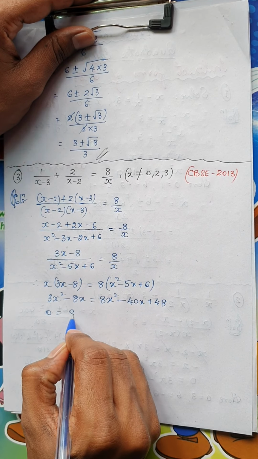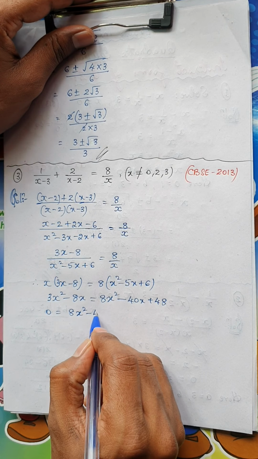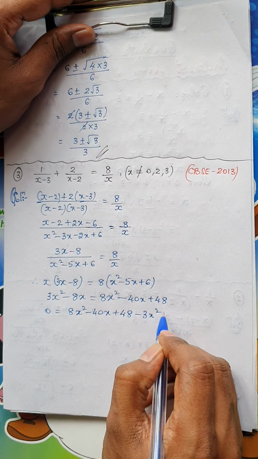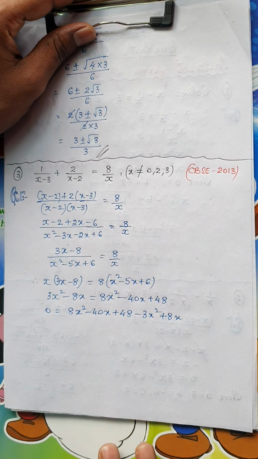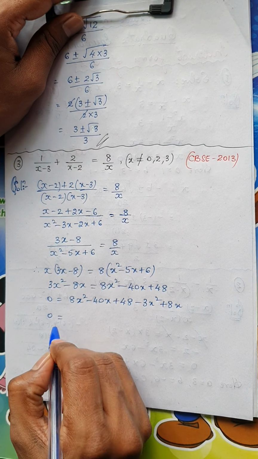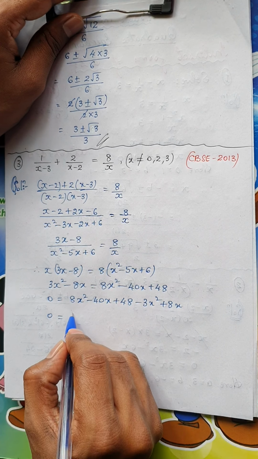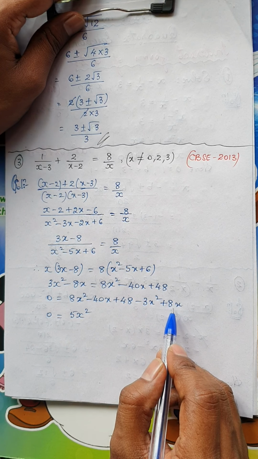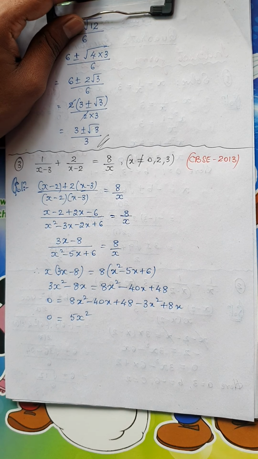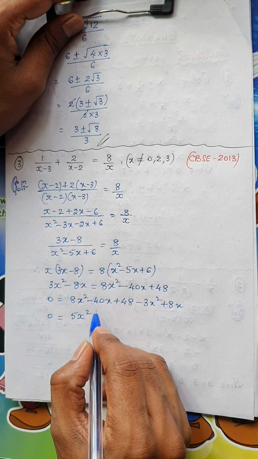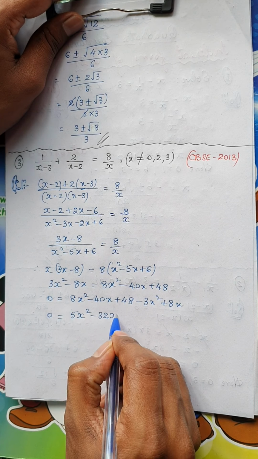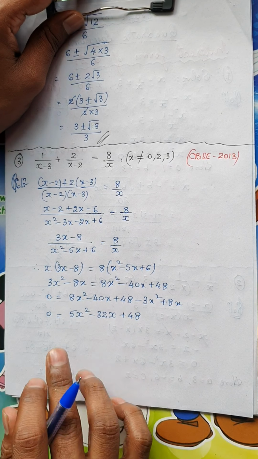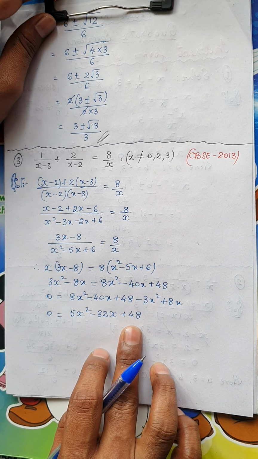So 0 is nothing but, I'll get 8x square minus 40x plus 48 minus 3x square plus 8x. Okay, so this is nothing but 0 here. 8x square minus 3x square will be 5x square, minus 40x plus 8x. Please be careful when solving this. So minus 40 plus 8 will be minus 32x. Okay, so the constant term is just 48. So this is a standard quadratic equation.